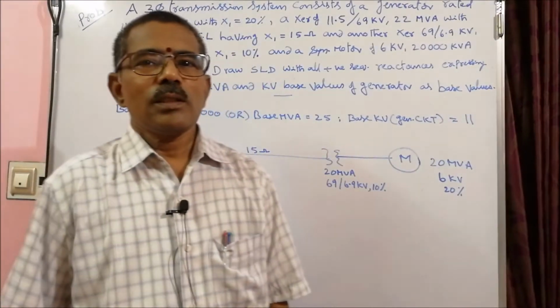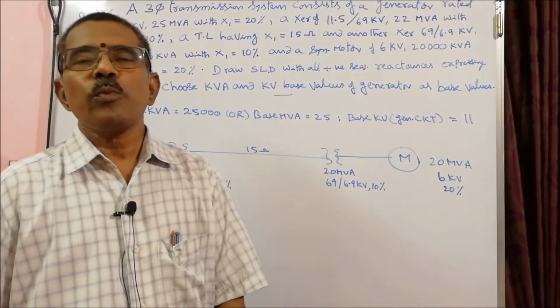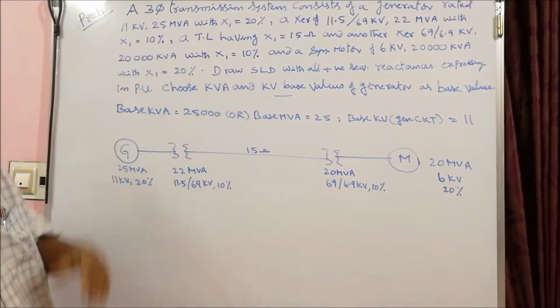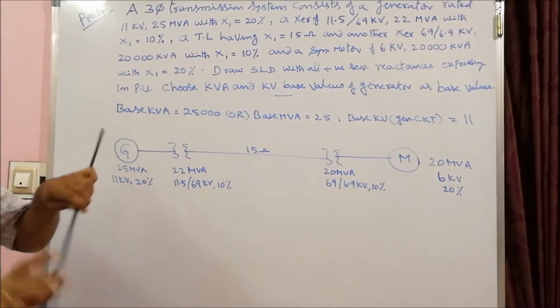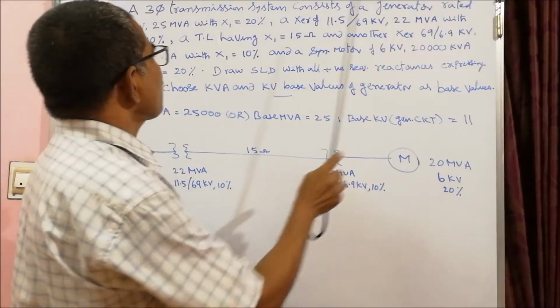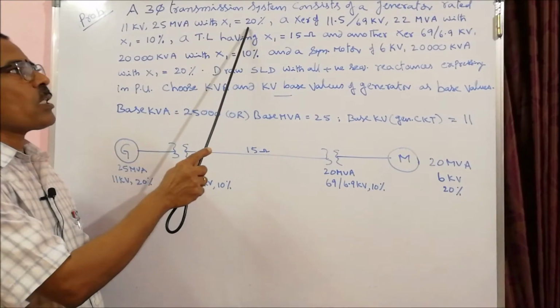Good morning, students. Today we will be solving a few more problems on per unit transformations. So first, go through the problem. It is a three-phase transmission system consisting of a generator rated 11 kV, 25 MVA with X1 20%.